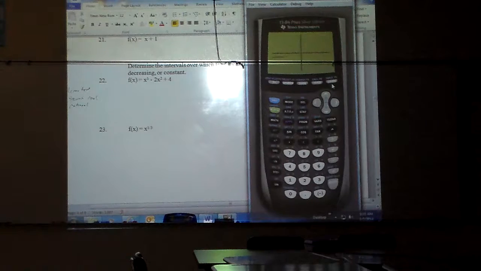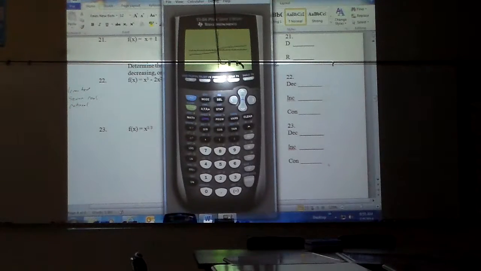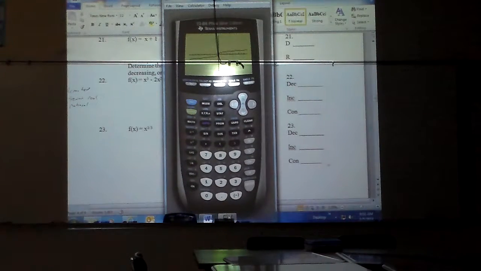And as I look at this right here, here's the graph, you can see it goes like that from there to there. So looking at that, decreasing, increasing, or constant, as I'm reading left to right, it is going up, but it's going up very, very slowly. So this one is not decreasing anywhere.